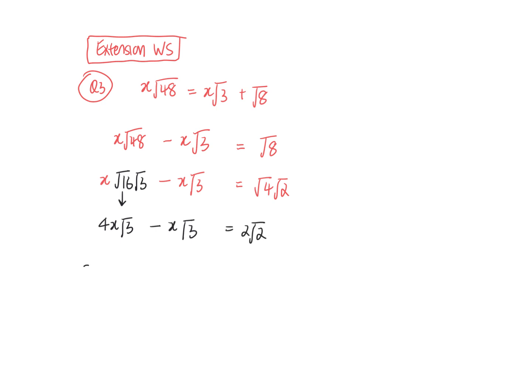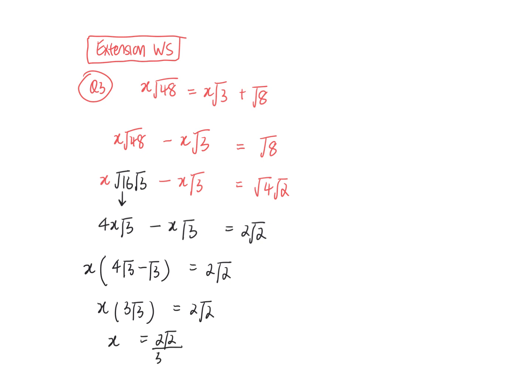So if you take out the x, 4 root 3 minus root 3, it is just 3 root 3 left. So to solve for it, I divide by my 3 root 3. And then my final answer, they say leave it like that. Can you see that the denominator has surds? When there are surds, they want you to rationalize. So get rid of the root 3 by multiplying by root 3.